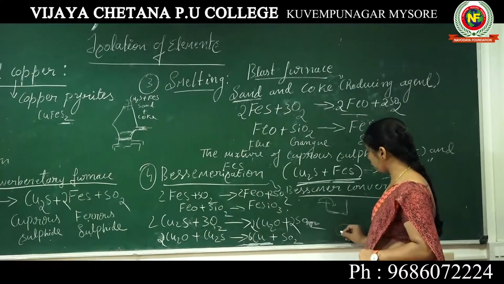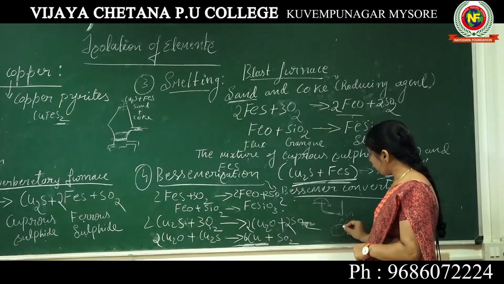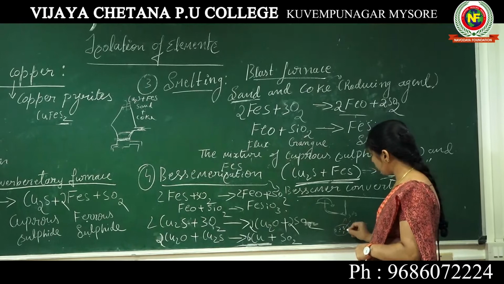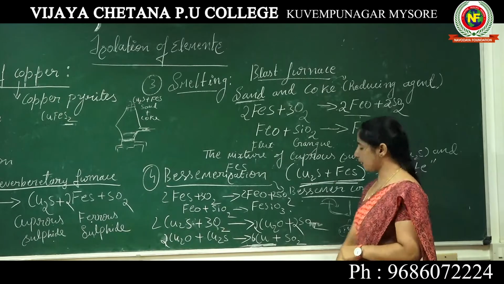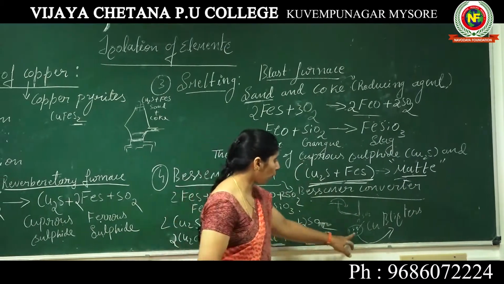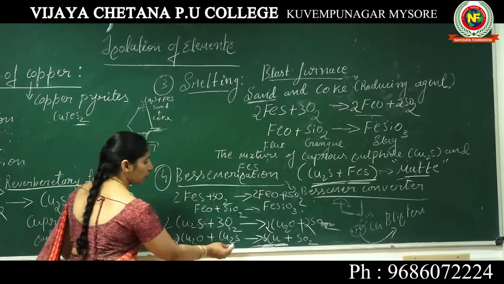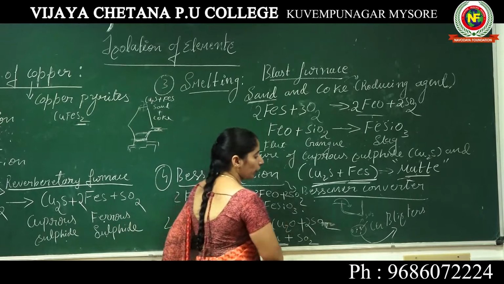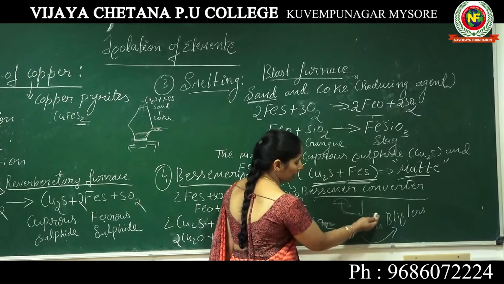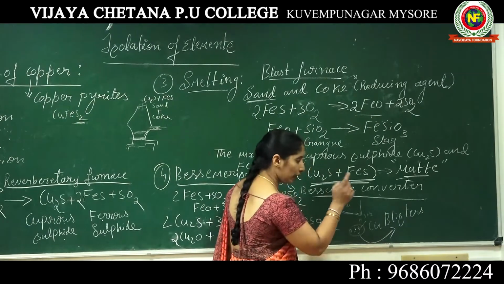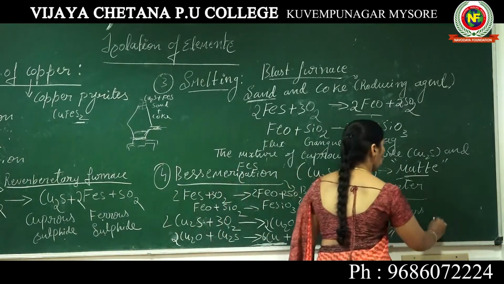Here it is Cu. The sulfur dioxide gas will escape, and a hole will form. We call it a blister. Formation of a hole: why? Because the sulfur dioxide gas escapes from this Cu when you allow it to cool. Got it? That hole we call a blister. We also call this blister copper.